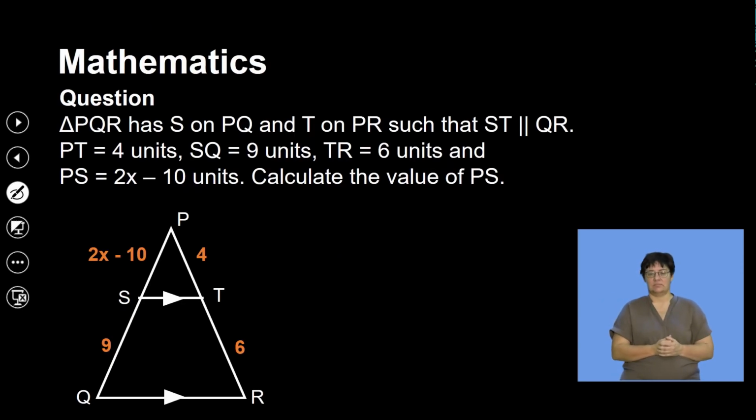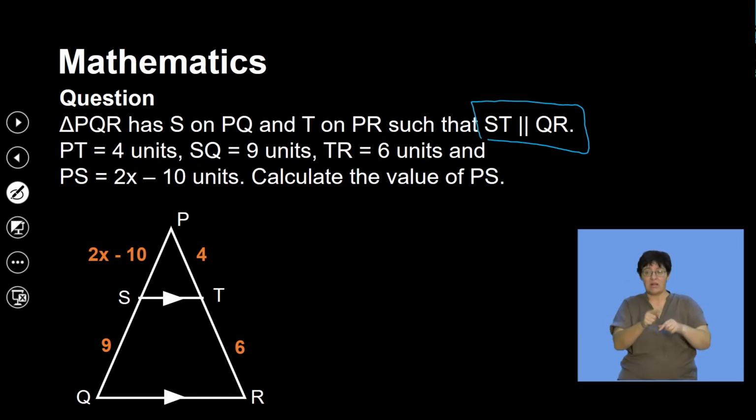Now here they say triangle PQR has S on PQ and T on PR, such that, what is important, ST is parallel to QR. You can see with the arrows there, right?